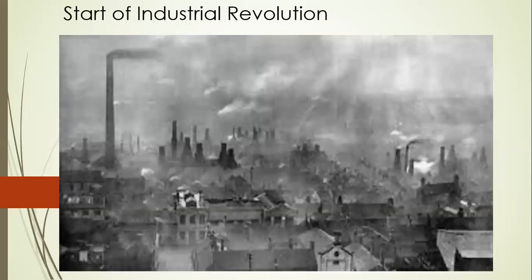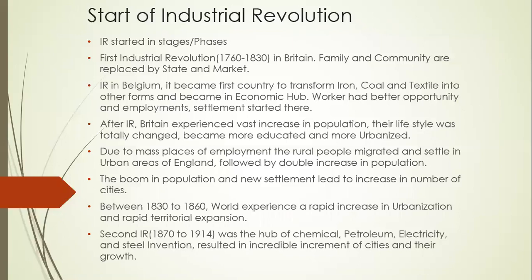Then we have the start of the industrial revolution, which started with the piston engine. This industrial revolution started in different stages or phases. The very first industrial revolution started in 1760 and ended in 1813 in Britain, where family and community were being replaced by the state and market.